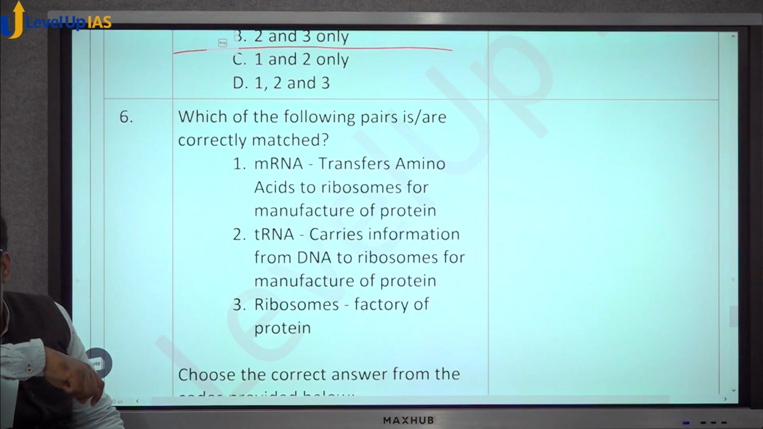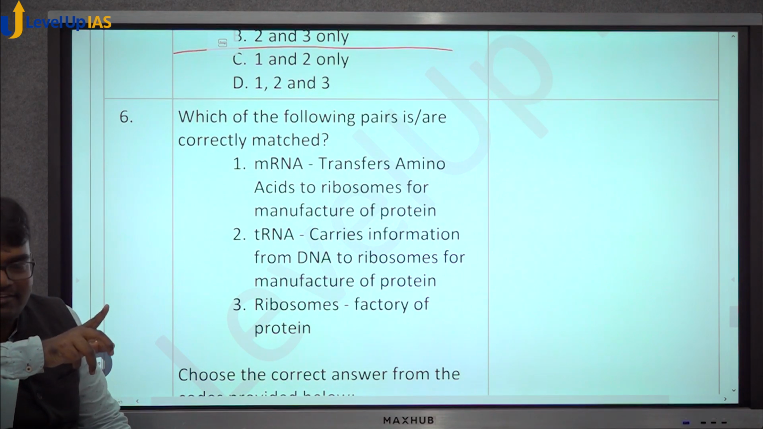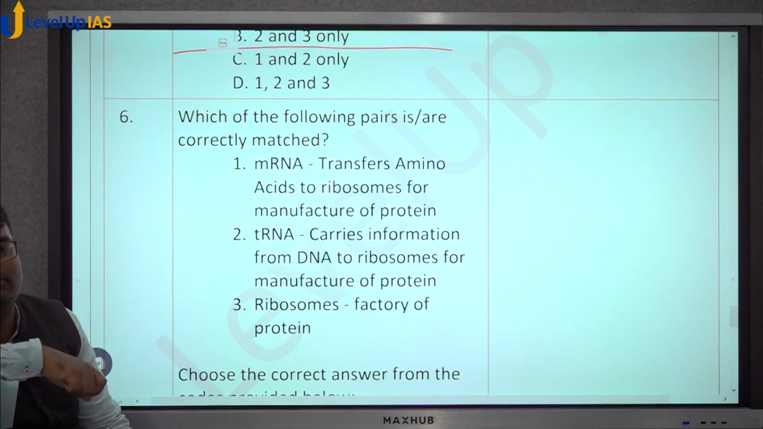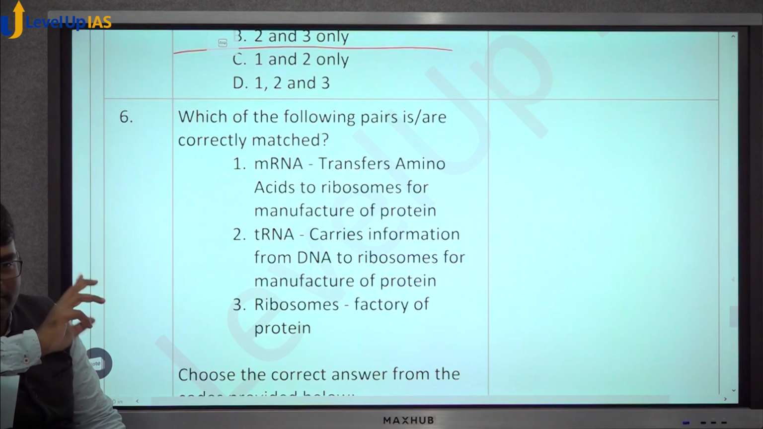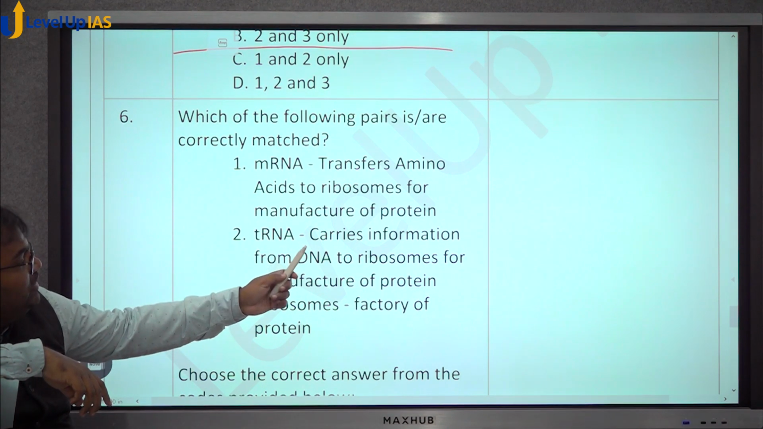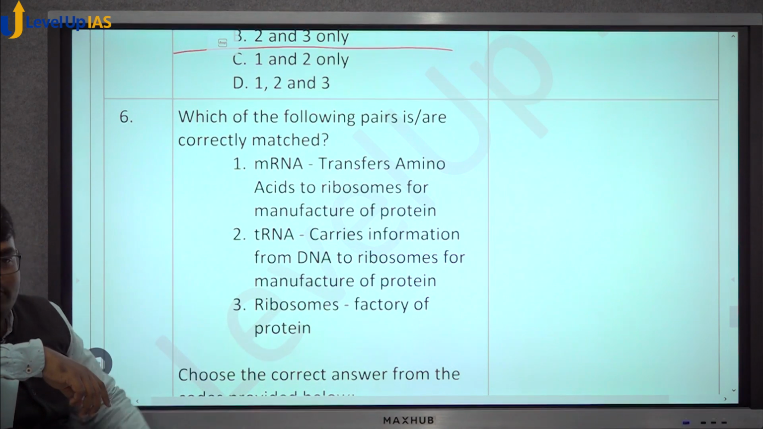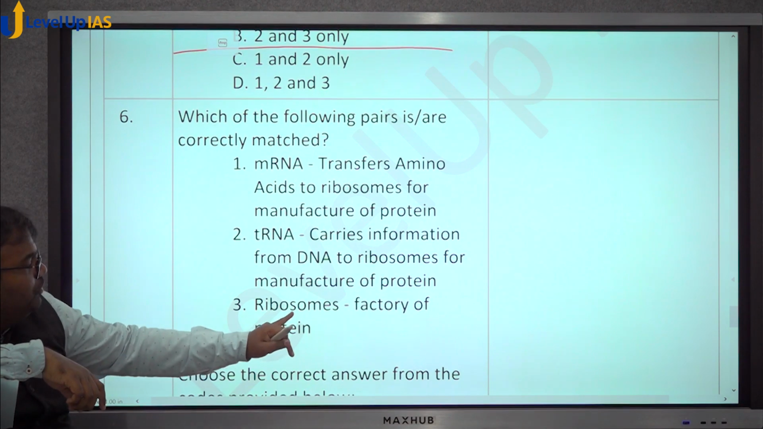No. Who transfers amino acids to ribosome? Transfer RNA. Transfer RNA is bringing amino acid to ribosomes, no? We just studied that. tRNA was doing that. Messenger RNA is bringing something else. tRNA carries information from DNA to ribosomes for manufacture of protein? Wrong. Ribosomes, factory of protein?